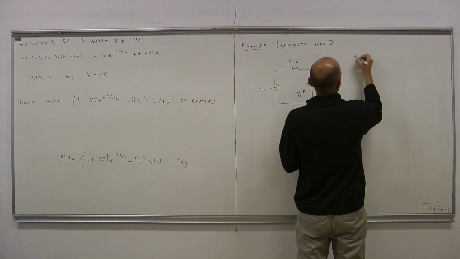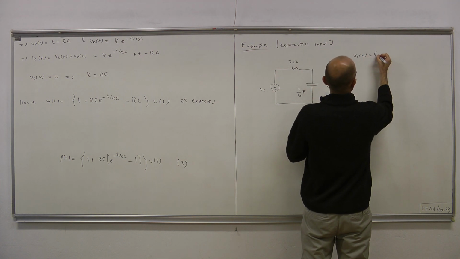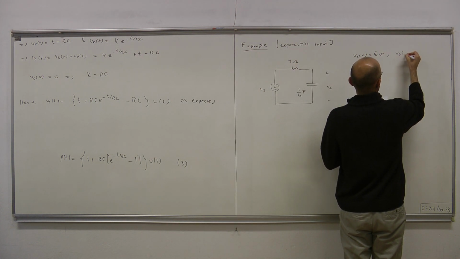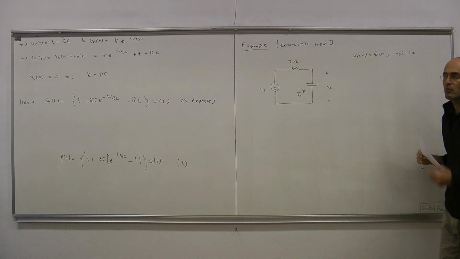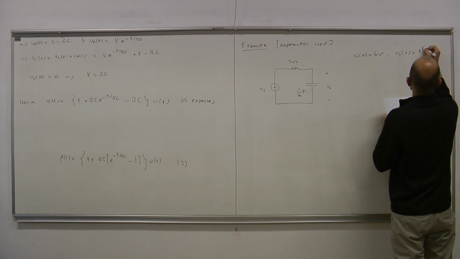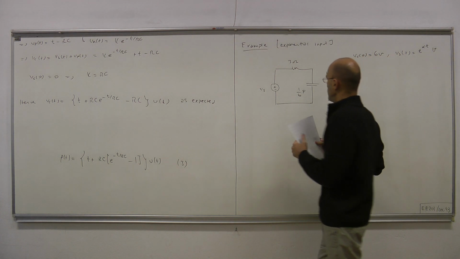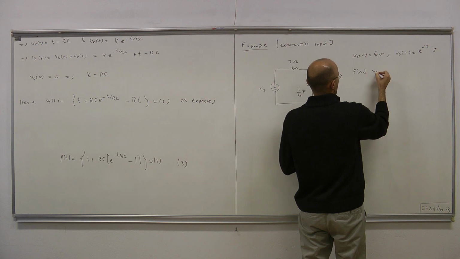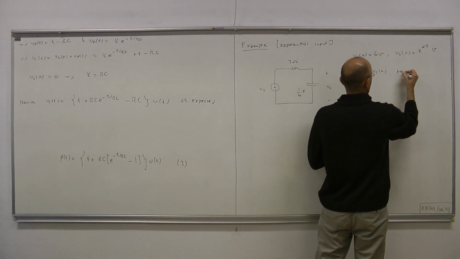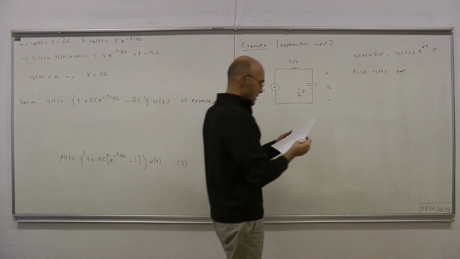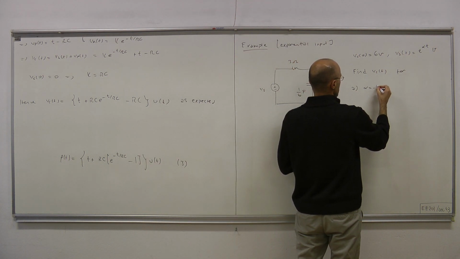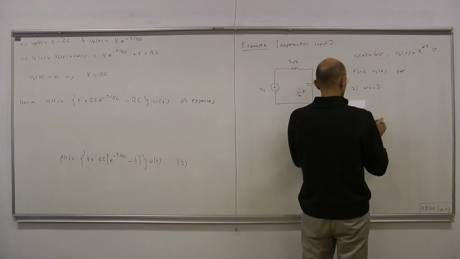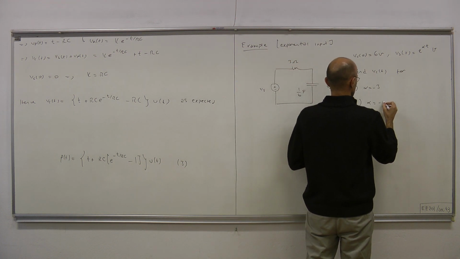Now, we're given the following. The initial condition is that the capacitor voltage is 6 volts, and the voltage provided by the independent voltage source is of the following form: e to the alpha t volts. Alpha is a real number. Find the capacitor voltage, find a solution for the following two cases. A, when alpha equals -3, alpha is that exponent in our input, and B, when alpha equals -2.